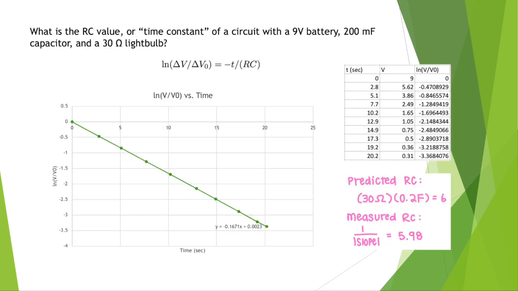What is the RC value, or time constant, of a circuit with a 9-volt battery, 200 millifarad capacitor, and a 30 ohm light bulb? To do this, I have measured the voltage across the capacitor while discharging at various time points. I then linearized the voltage over the original 9-volt voltage and plotted it against time. The predicted RC is 6, and the measured RC using the slope of our plotted line is 5.98.